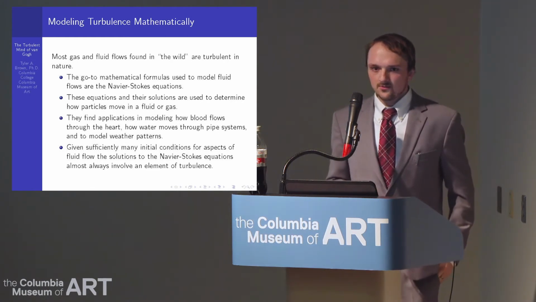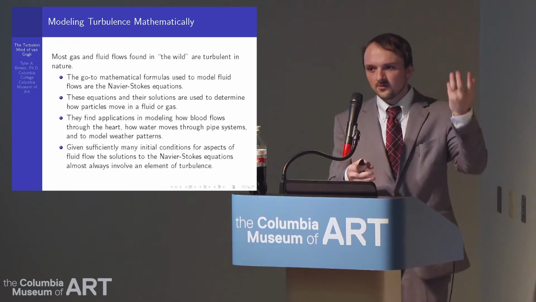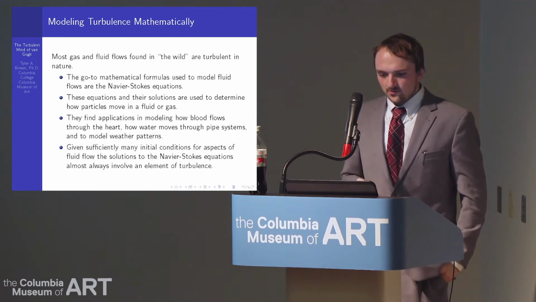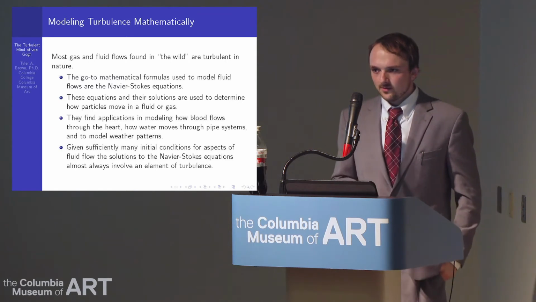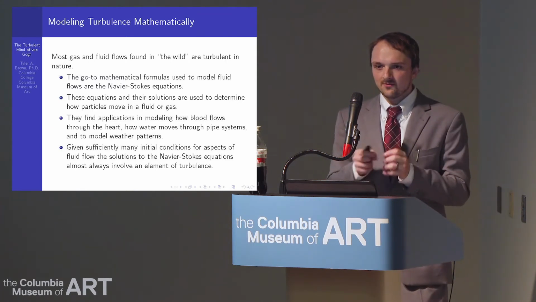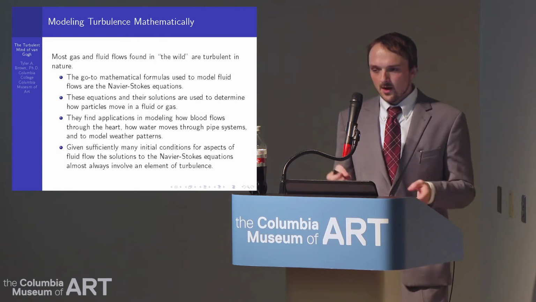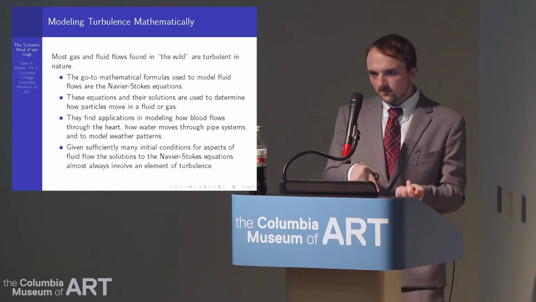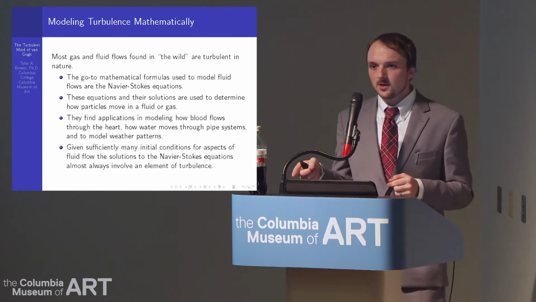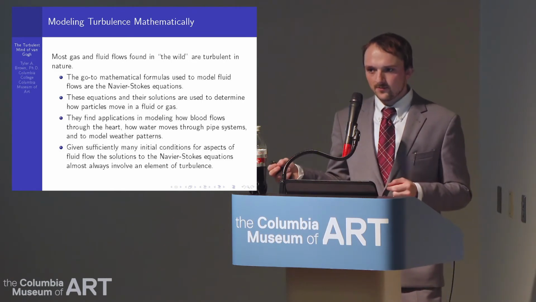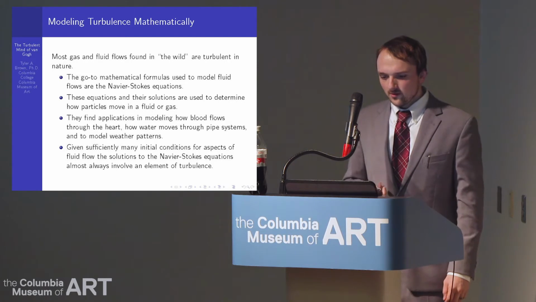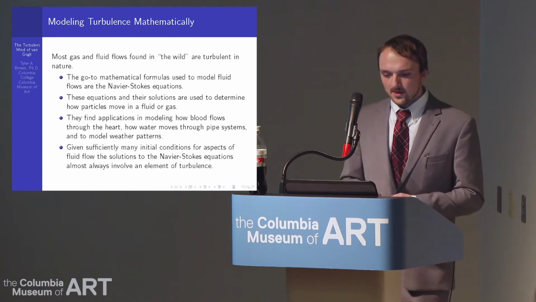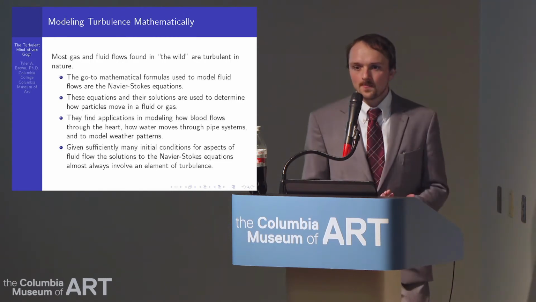But yeah, you can solve these things for the original function. So you have derivatives. The goal is to find the original function that gave you that derivative. So these equations and their solutions are used to determine how particles move in a fluid or a gas. So you basically start with an equation that has velocities, i.e. derivatives throughout it, and different pressure components within the equation. If you can solve the equation, you basically have a trajectory for how a particle is going to move through that fluid. So the Navier-Stokes equations find applications in modeling how blood flows through the heart, how water moves through a pipe system, and to model weather patterns as well.